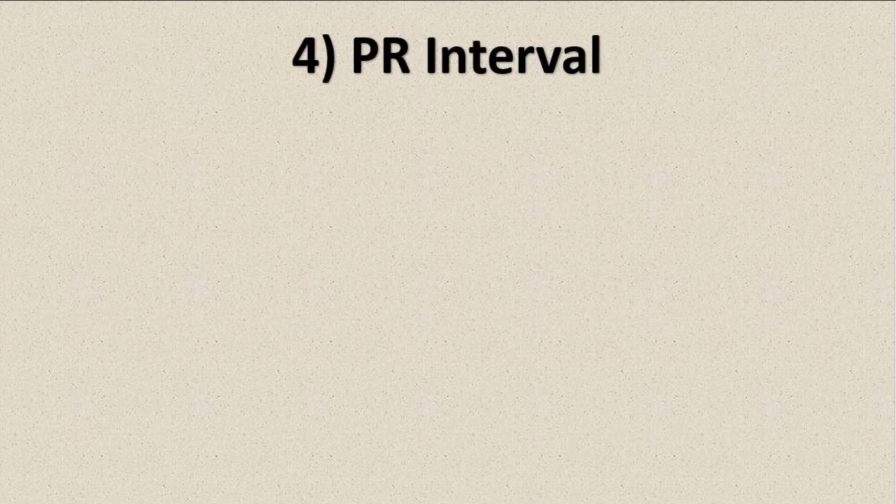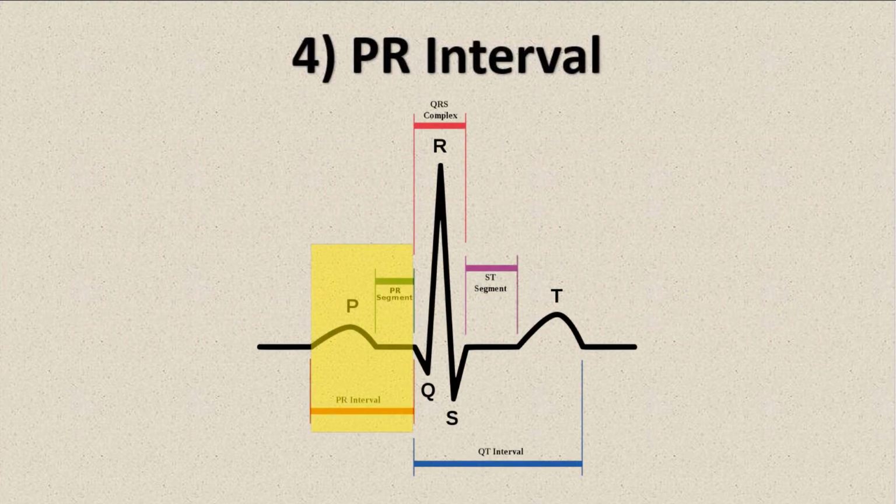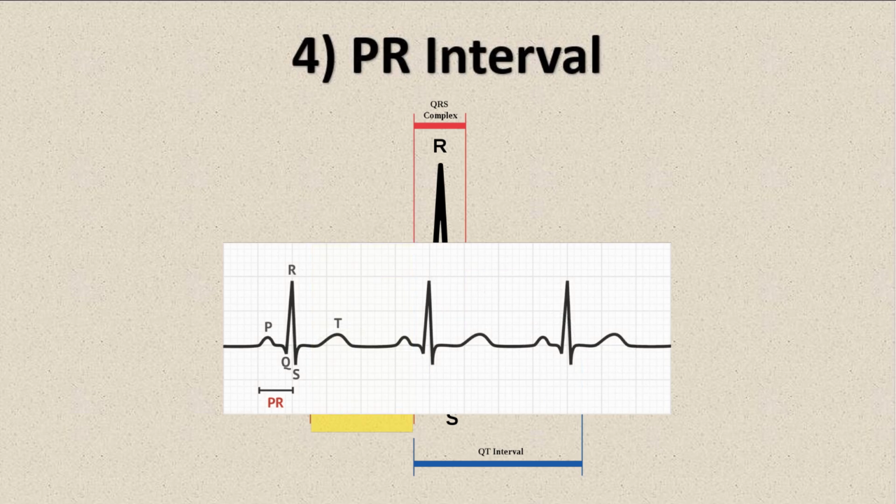Next, we will measure the PR interval. This represents the time from when the atria depolarizes to when the ventricles depolarize. A normal PR interval is 0.12 to 0.2 seconds, or 3 to 5 small boxes. A prolonged PR interval suggests an electrical delay in getting through the AV node.